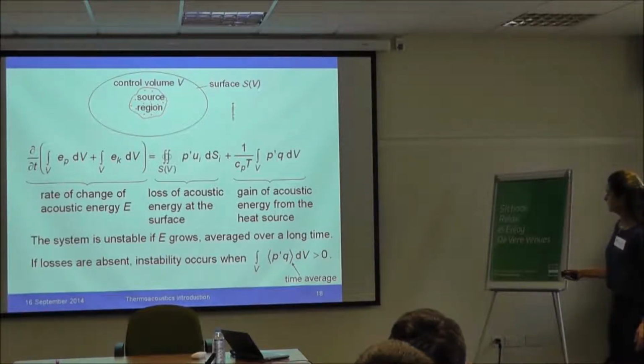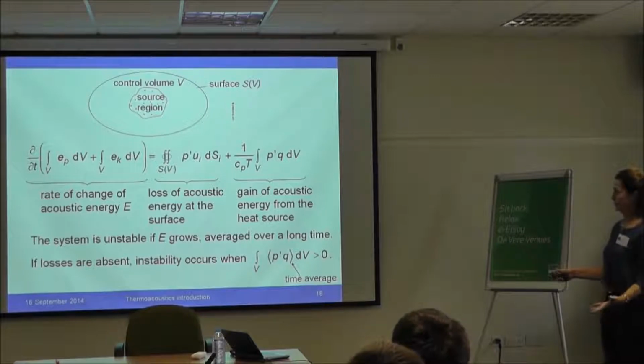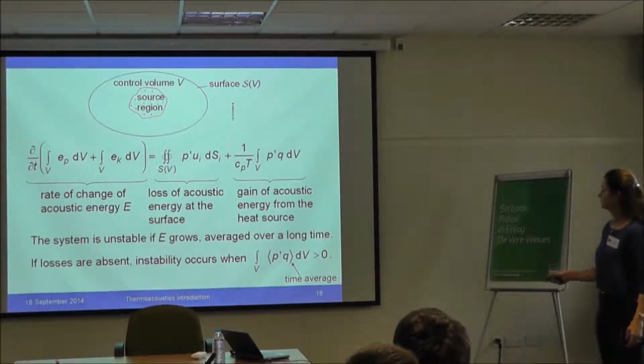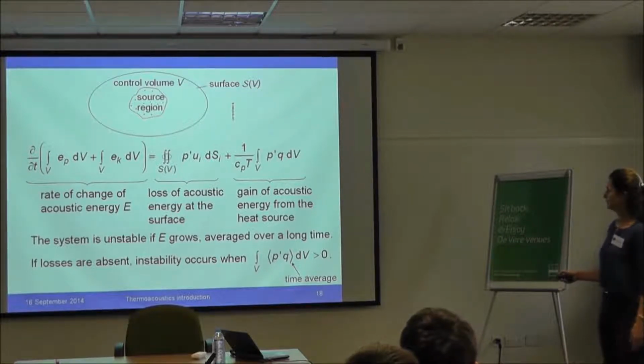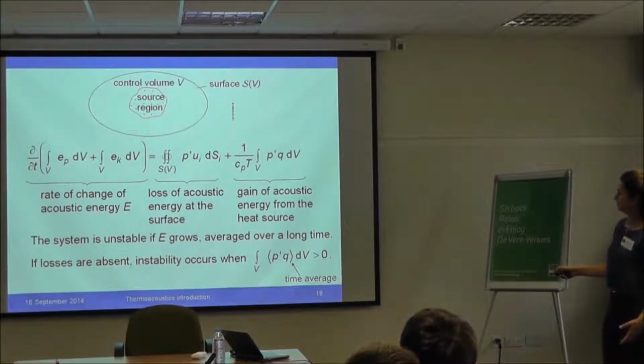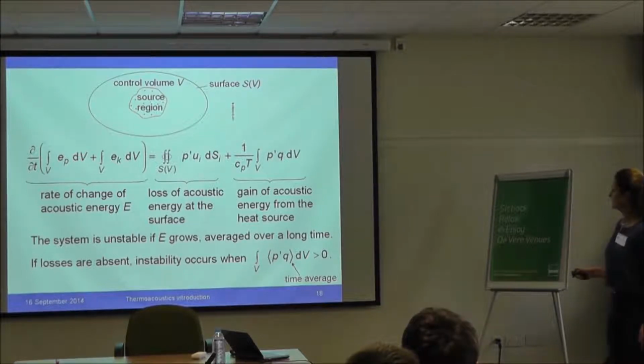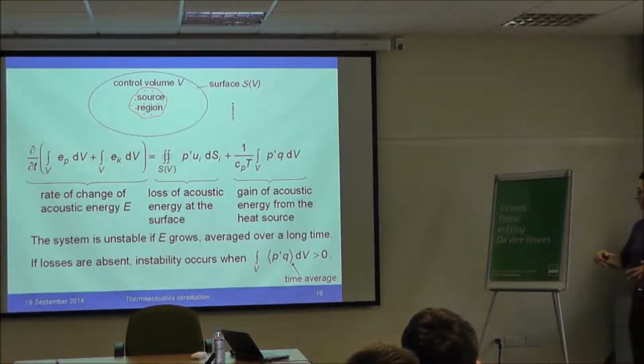Right, so here you can see the integration over the volume has taken place. So we have the d by dt as before, the time derivative. This term is the potential energy. This is the kinetic energy, so we are integrating the energy per unit volume over the volume, so that gives us the whole energies. And the two together with the time derivative amount to the rate of change of the acoustic energy, E.